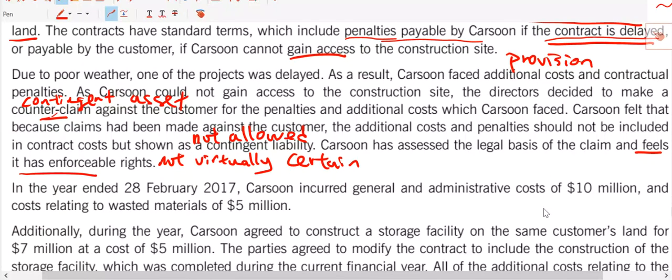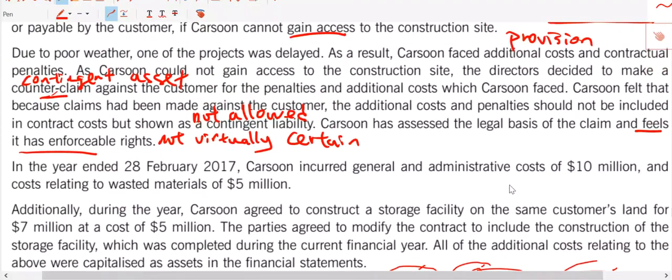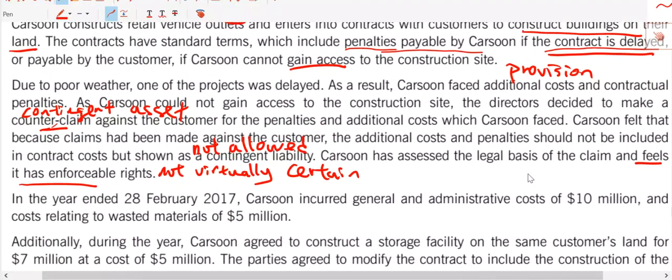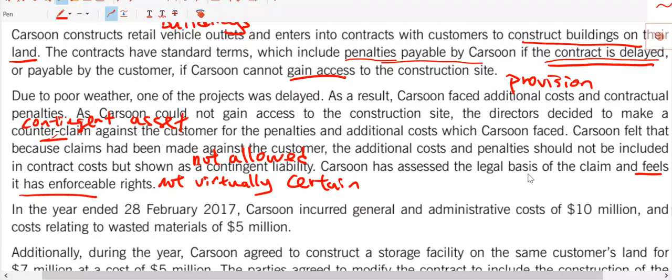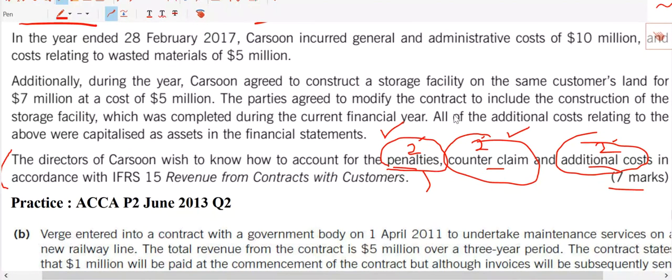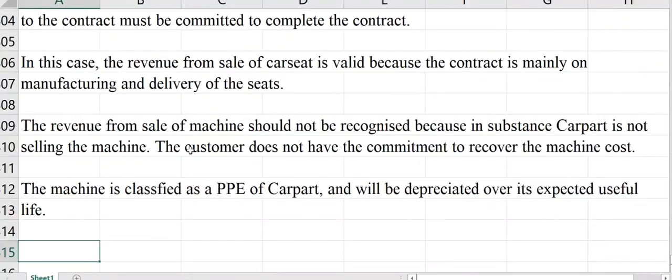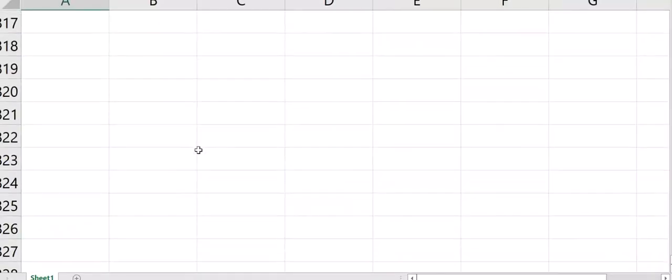Maybe I start to write something now. It's a long question. I don't want to read everything to the end and only then start writing my answer. But I still do not want to talk about revenue recognized over time yet, because the focus should be given to the penalty and counterclaim first. Correct. So back to the answer area now.